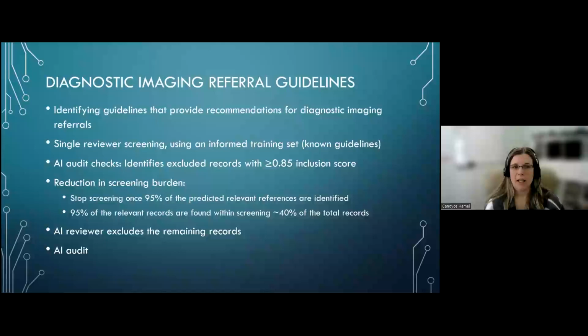Then I get the AI reviewer to exclude the remaining records. It's kind of a screen once, I just set it up so that the AI reviewer excludes those. Then I run the audit tool again, because I want to see if anything that was excluded was maybe incorrectly excluded. So I go through those records, I rescreen them just to make sure that they were properly excluded.